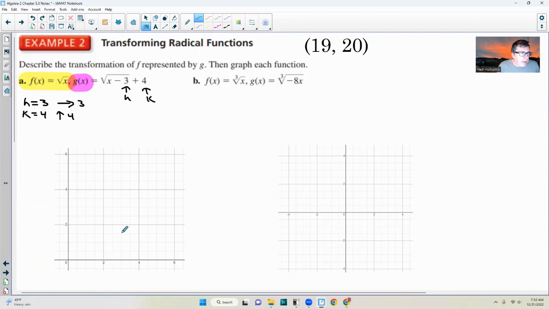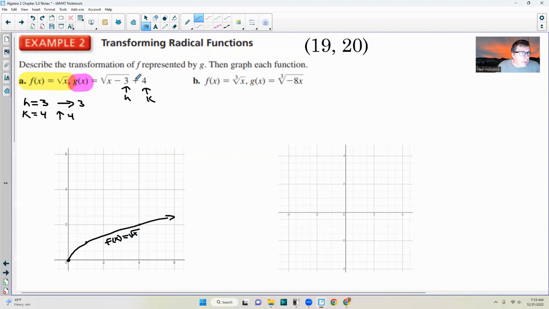So if I graph the parent function, the square root of x: the square root of 0 is 0, the square root of 1 is 1, the square root of 4 is 2. So the parent is coming up like so. Oops, this is really difficult to do without looking at my hand. Okay, so curving up like so, I guess that'll work right there. That is f of x equals the square root of x.